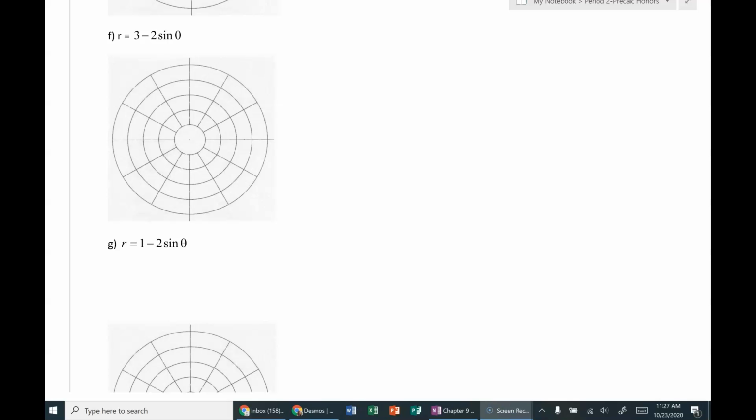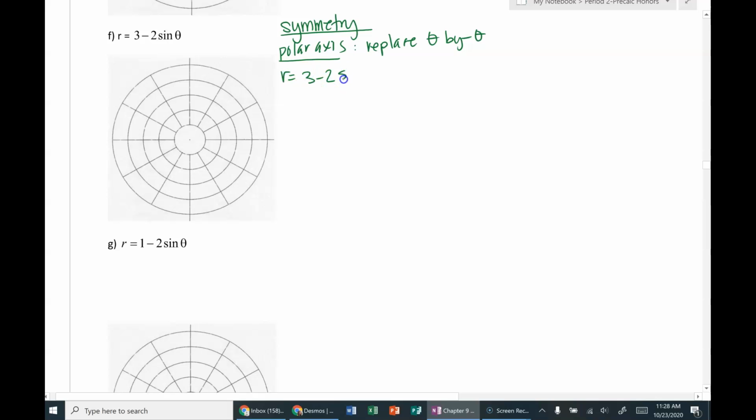So just like the cardioid, we will do this test for symmetry by hand. We want to start with the very first symmetry. So that was symmetric with respect to the polar axis. And write down what you're about to do. Replace theta by negative theta. So r equals 3 minus 2 sine of now negative theta.